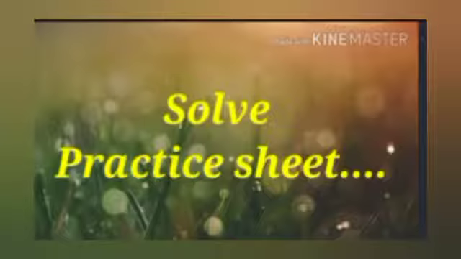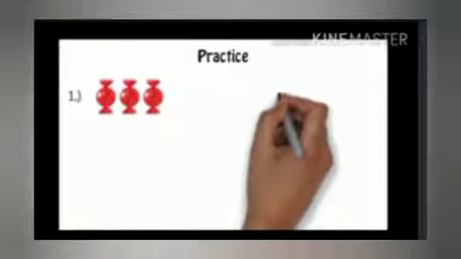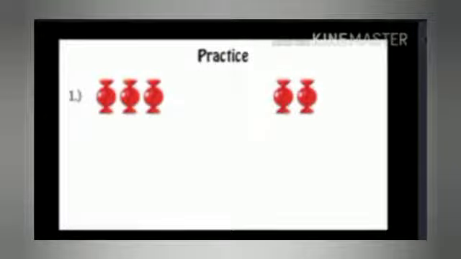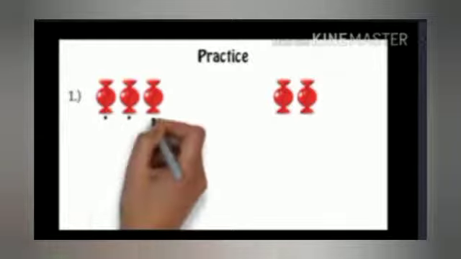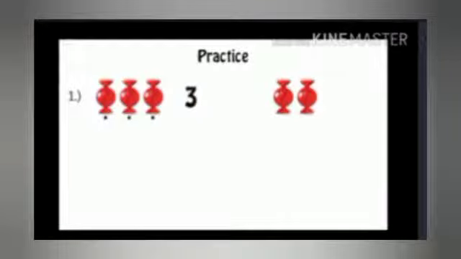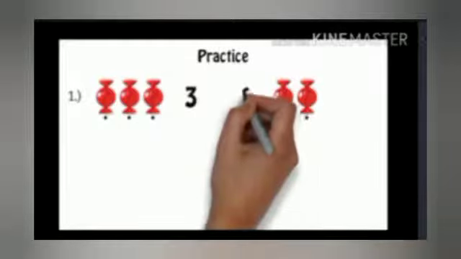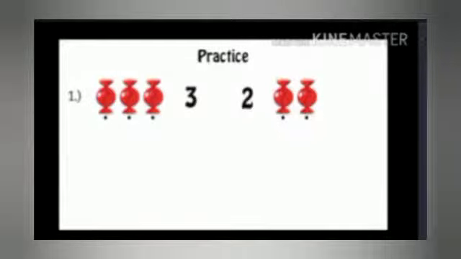Now we are going to solve the practice sheet. On the left side there are chocolates, and on the right side there are also chocolates. Now we'll count: 1, 2, 3. 3 chocolates. And on the right side, 1, 2. 2 chocolates. So 3 is more than 2, or you can say 2 is less than 3.